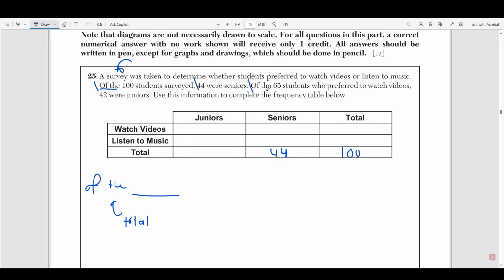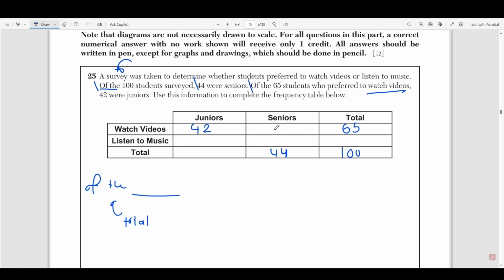Then it says, of the 65 who prefer to watch videos. So guess what? There has to be 65 students who prefer to watch videos, because of means total. So in total, instead of reading it as of, in total, the 65 students who prefer to watch videos, 42 of them were juniors. So out of this 65 total, 42 of them were juniors, okay? And then that's the end of that information.